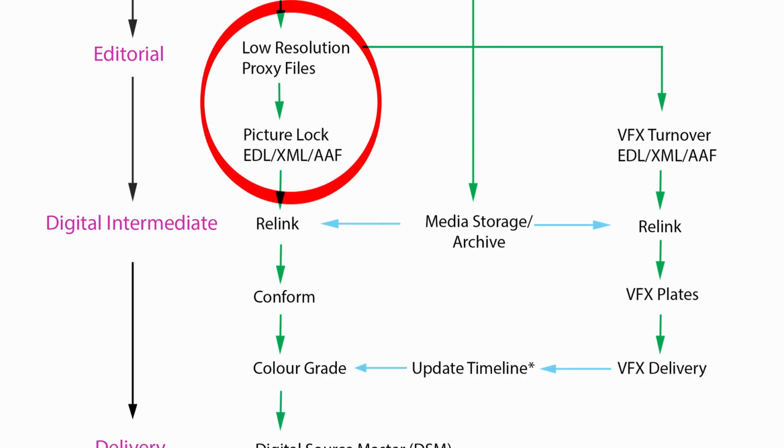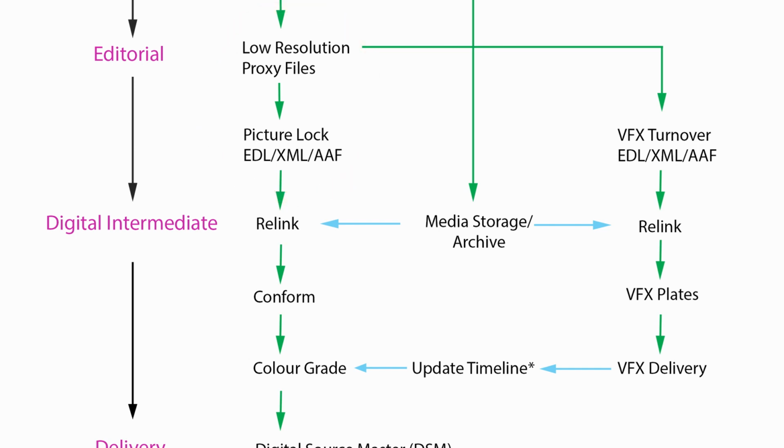Editorial will edit the film and lock the picture. Once editorial has locked the picture, they'll give DI the assets that they need to conform the film in either DaVinci Resolve or Baselight. Those are the two most common. Also during the edit process, editorial will hand over a visual effects turnover or turnovers that include all of the visual effects shots shown in the film.